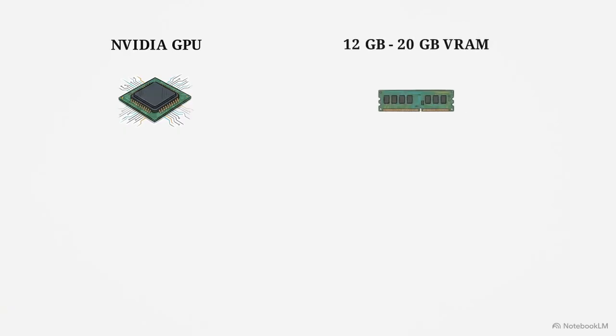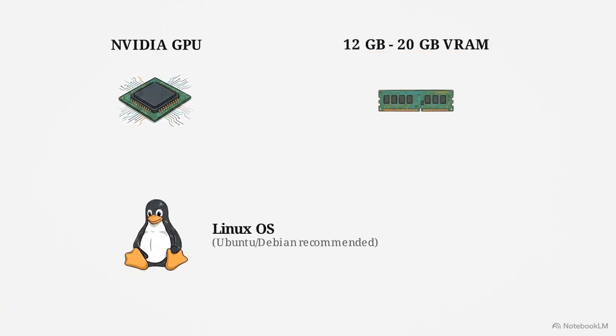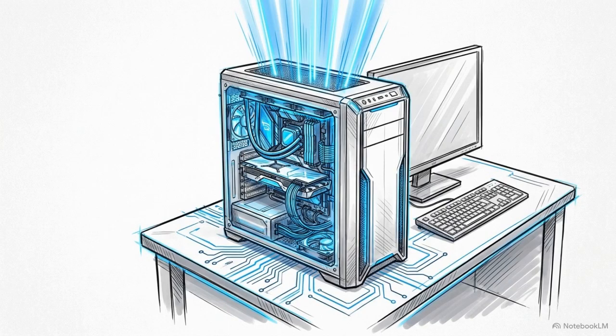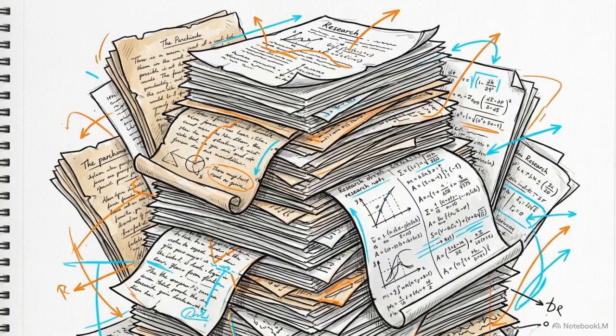You will need an NVIDIA GPU with at least 12 to 20 gigabytes of video RAM, a Linux operating system, and a minimum of 30 gigabytes of free solid-state storage. This specific hardware architecture provides the parallel processing power required to run the model locally. This setup allows you to parse the highly unstructured historical and academic data that routinely breaks lightweight CPU-bound utilities and commercial APIs.